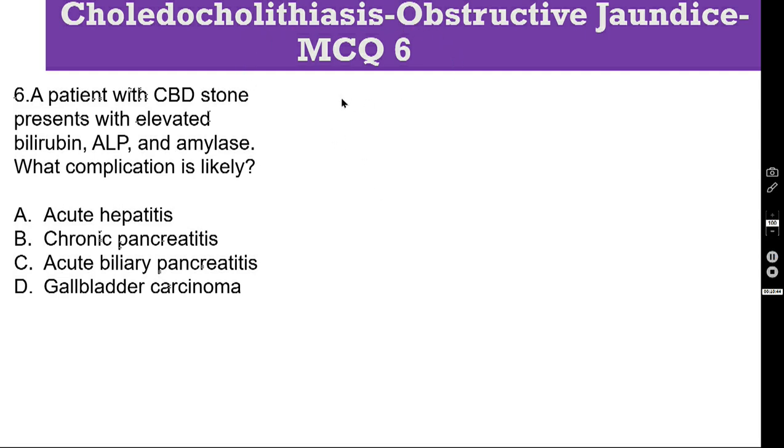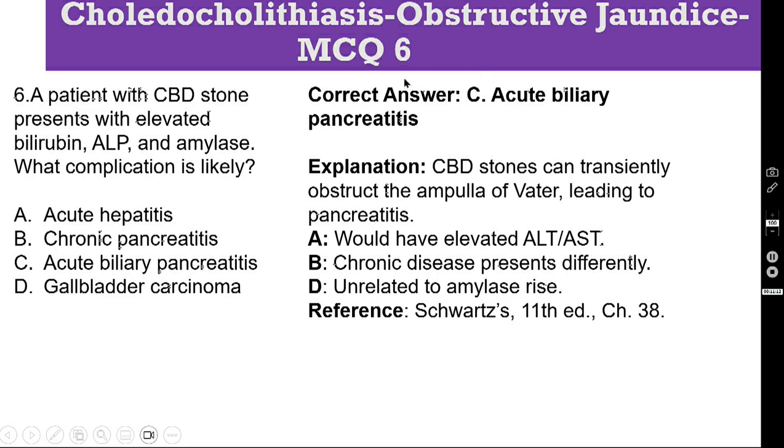Coming to MCQ 6, a patient with CBD stone presents with elevated bilirubin, ALP, and amylase. What complication is likely? A. Acute hepatitis. B. Chronic pancreatitis. C. Acute biliary pancreatitis. And D. Gallbladder carcinoma. Of course, the correct answer is C.